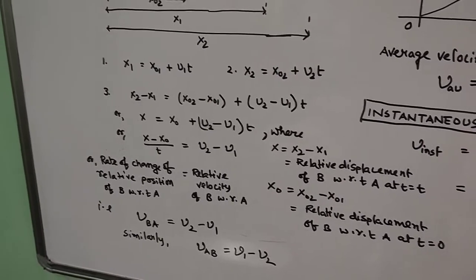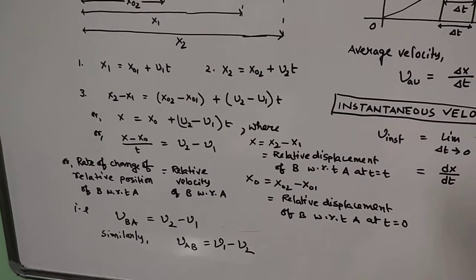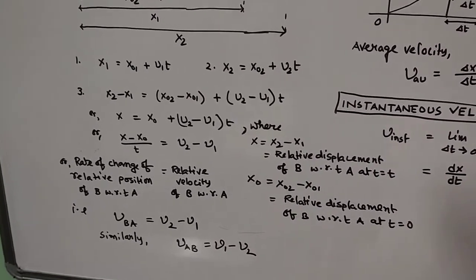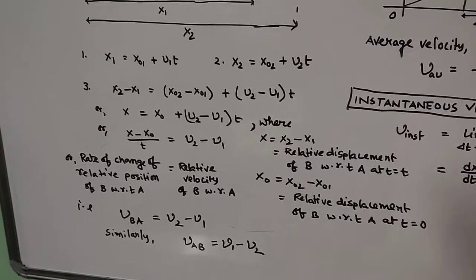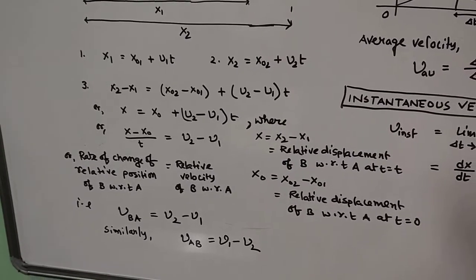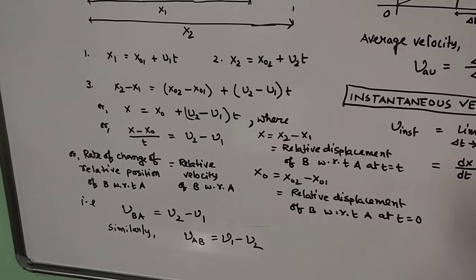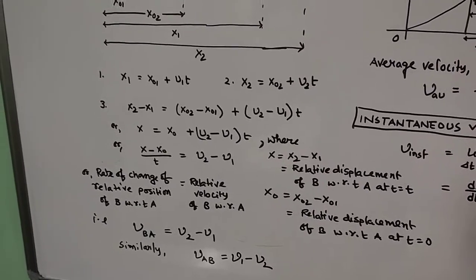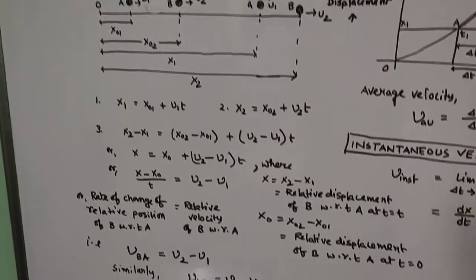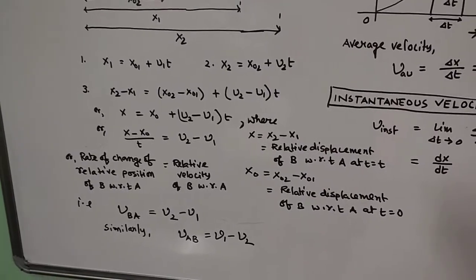Relative velocity of B with respect to A is basically denoted as vBA, that is v2 minus v1. Similarly, if someone asks you the relative velocity of A with respect to B, then you have to define v1 minus v2.